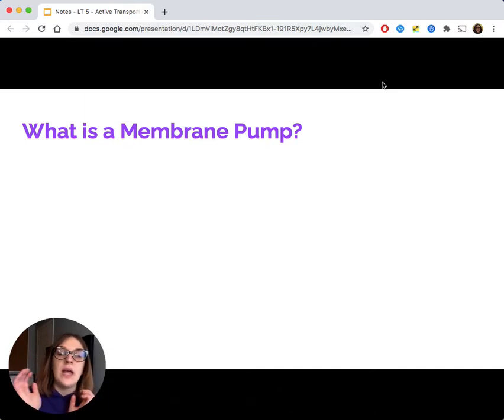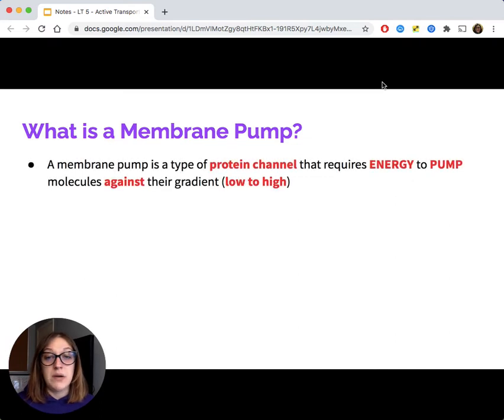All right, now let's talk about the more difficult one. So we've talked about endocytosis into the cell, exocytosis, exit out of the cell. But what about membrane pumps? Membrane pumps are a type of protein channel that requires energy to pump molecules against their gradient. So again, we're going from low to high, where there's few to many.